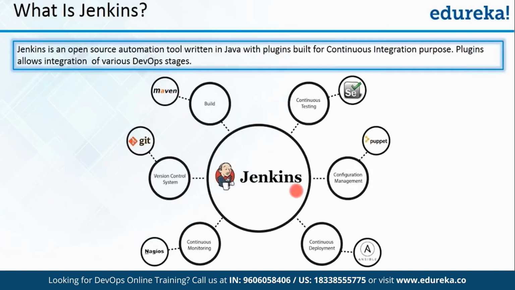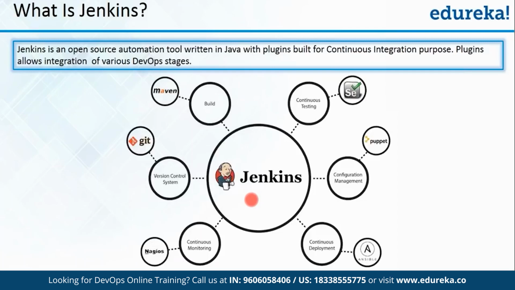So as you can see from the diagram itself, it is supporting various development, deployment, testing technologies. For example, Git, Maven, Selenium, Puppet, Ansible, Nagios. All right. So if you want to integrate a particular tool, you need to make sure that the plugin for that tool is installed in your Jenkins.